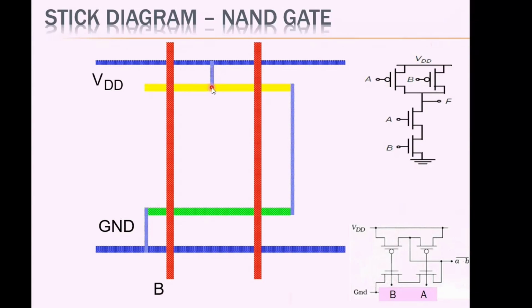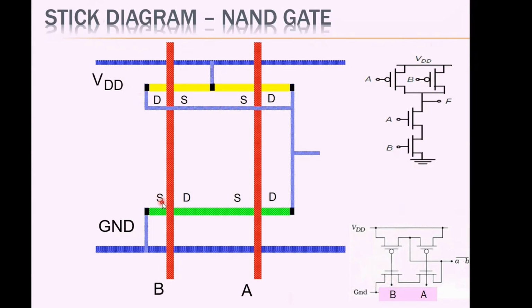Then we are connecting the drains of the two transistors, that is, transistor A and transistor B drain of PMOS devices, and the transistor A drain of NMOS devices. All are connected together like this. And we have to put the contact points. So wherever we have different materials, there we have to include the contact points.